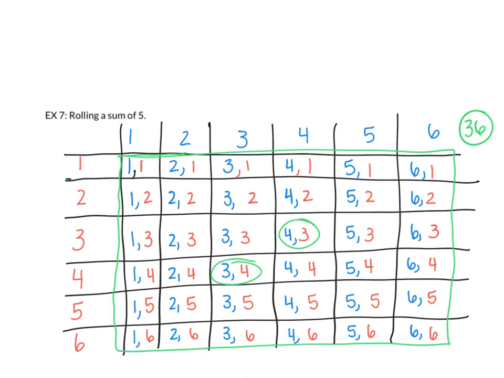Okay, if I'm rolling 2 die again, rolling a sum of 5. So the event is a sum, meaning when I add them together, I get 5. So I can have a 1 and a 4, a 2 and a 3, a 3 and a 2, or a 4 and a 1. So there are 4 ways to get the event of rolling a sum of 5.